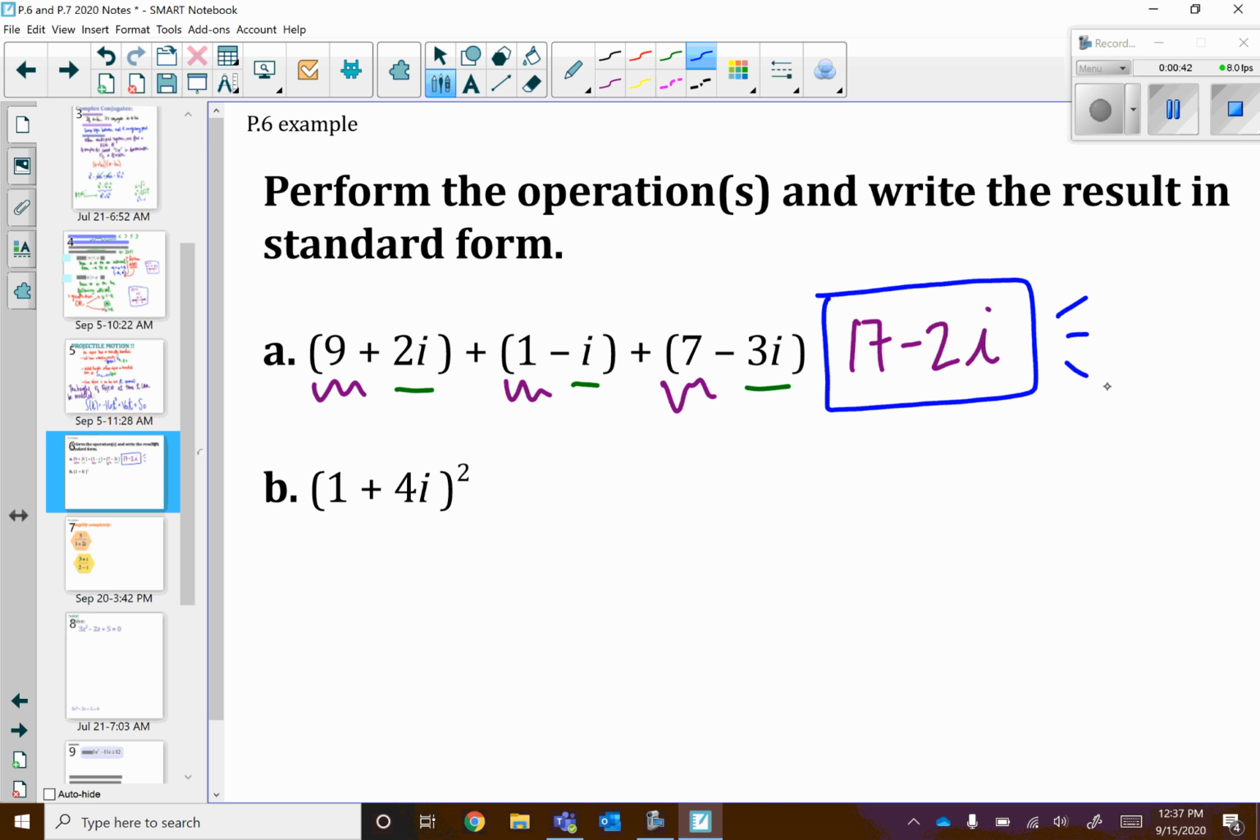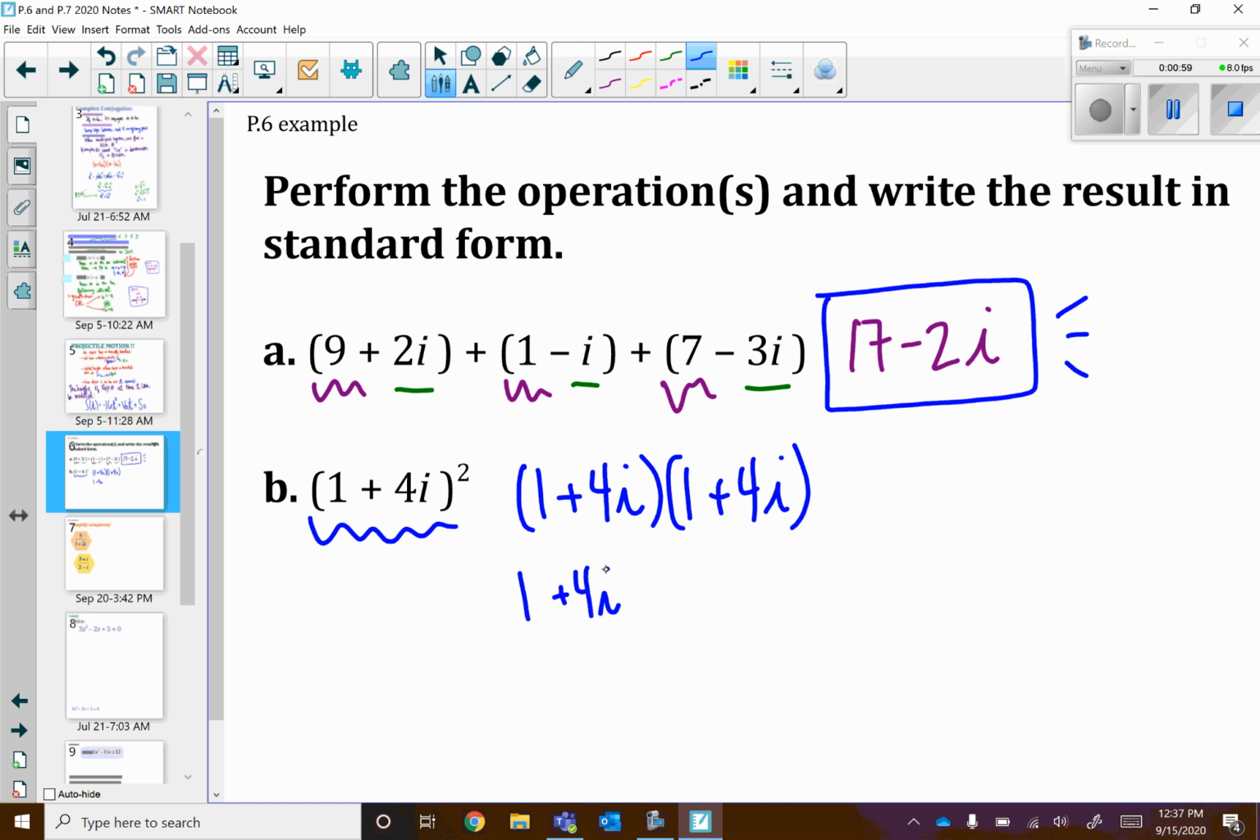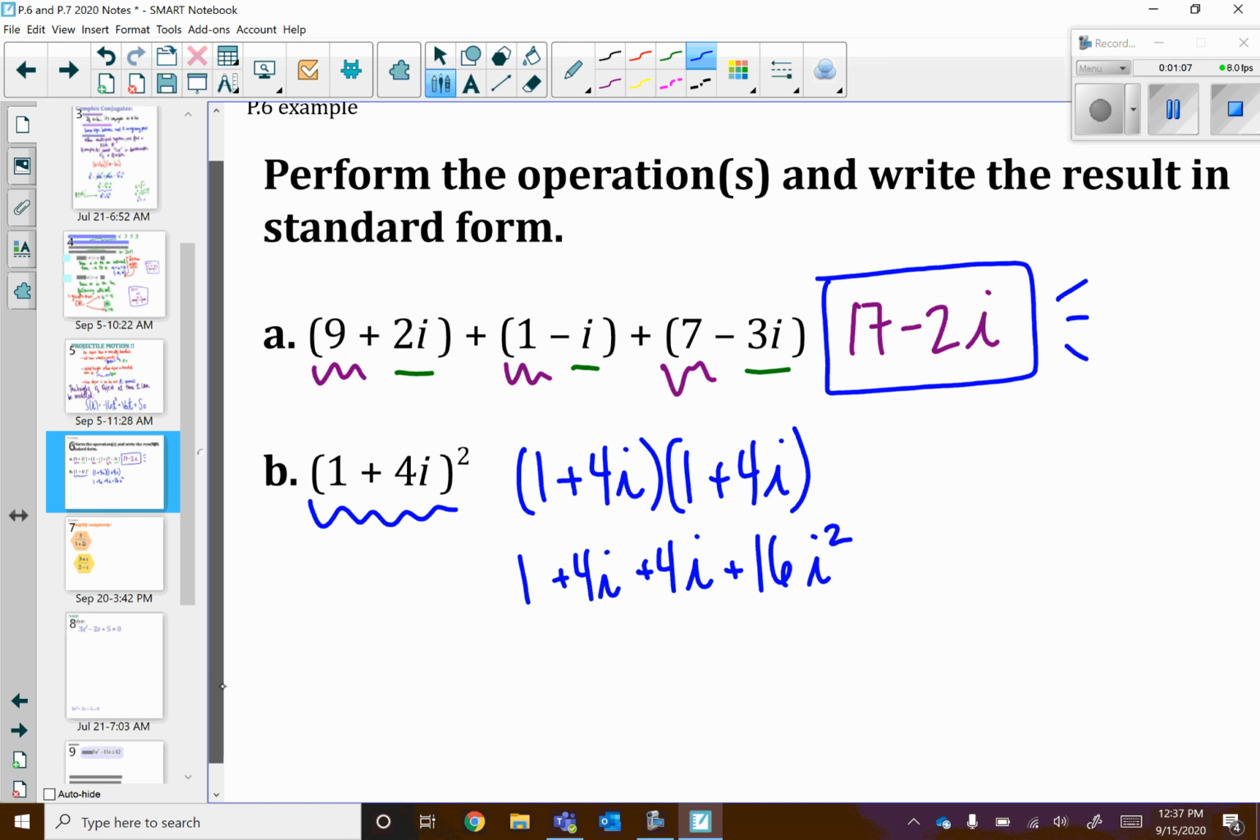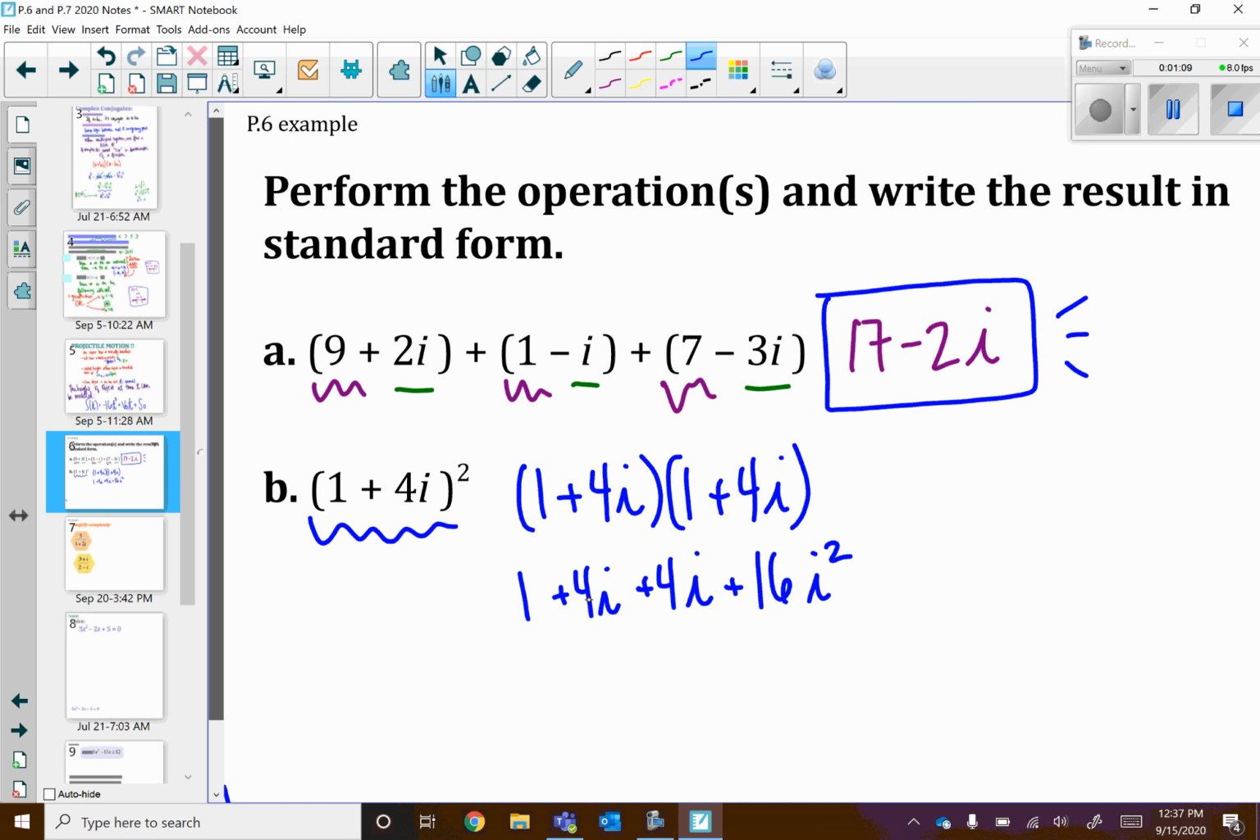That's really it. For the second one, the only thing I want to point out is don't distribute that squared, right? We actually have to FOIL. 1 plus 4i times 1 plus 4i. So we start by first, 1 times 1 is 1, outside plus 4i, inside plus 4i, and last plus 16i squared. We can simplify a little bit. 4i plus 4i is 8i.